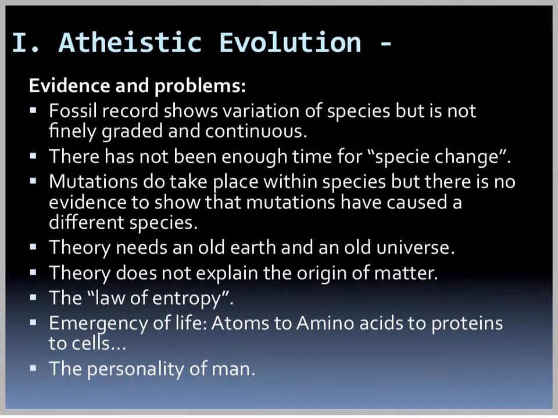There's something called the law of entropy. The law of entropy is a law of thermodynamics which basically states that things go from an ordered state to a disordered state. And so, going from, say, simple-celled organisms to, say, a human being, really goes against the law of entropy. And really, there's this emergence of life: atoms becoming amino acids, and amino acids going to proteins, and proteins to cells, and things like the personality of man. Why we're so altruistic.